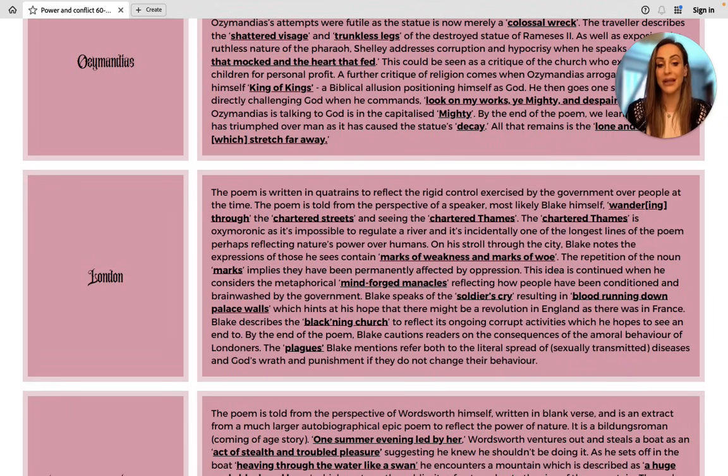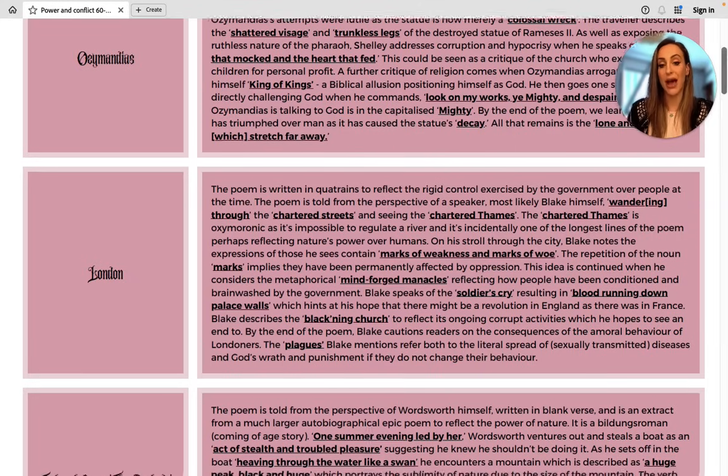Blake describes the blackening church. Think about the word blackening and the connotations of that. We would usually associate black with something evil and the church with white, which obviously symbolizes goodness and positivity, but it's the blackening church with that present participle blackening, indicating that it is getting worse. So that might reflect the ongoing corrupt activities which he hopes to see an end to. By the end of the poem, Blake cautions readers on the consequences of the amoral behaviour of Londoners, amoral meaning without morals. The plagues Blake mentions refer both to the literal spread of, more likely than not, sexually transmitted diseases and God's wrath and punishment if they do not change their behaviour.